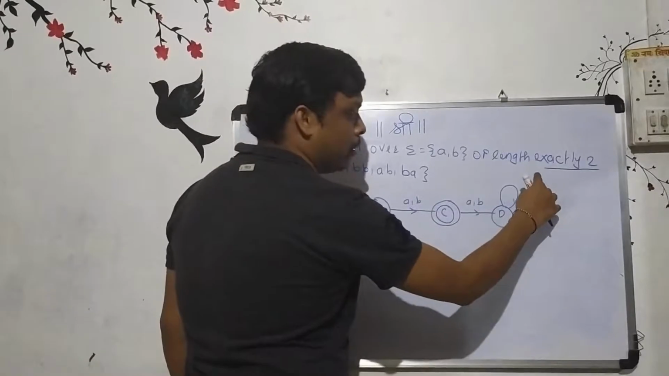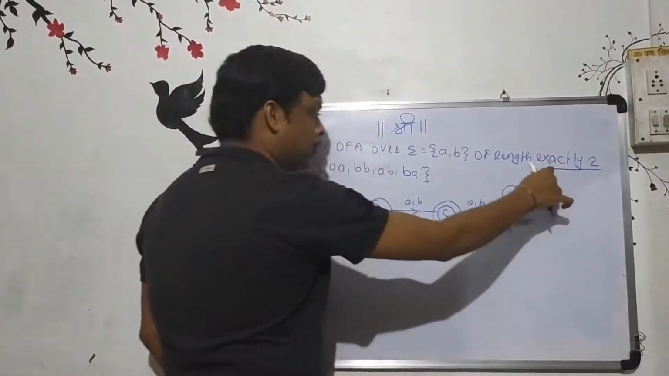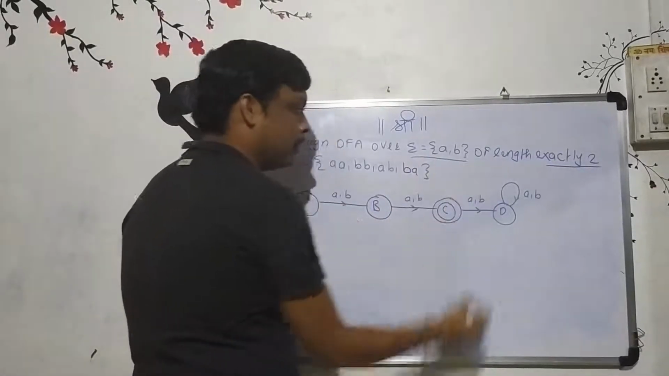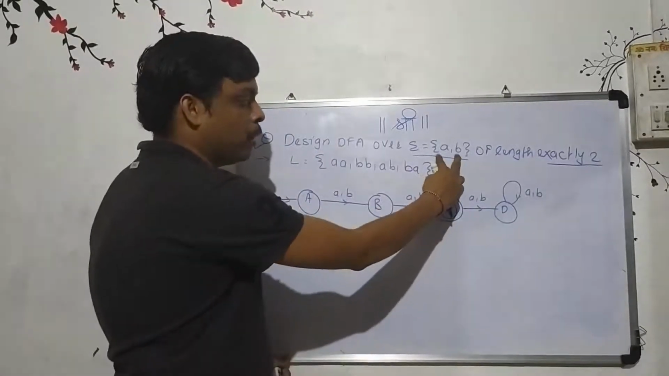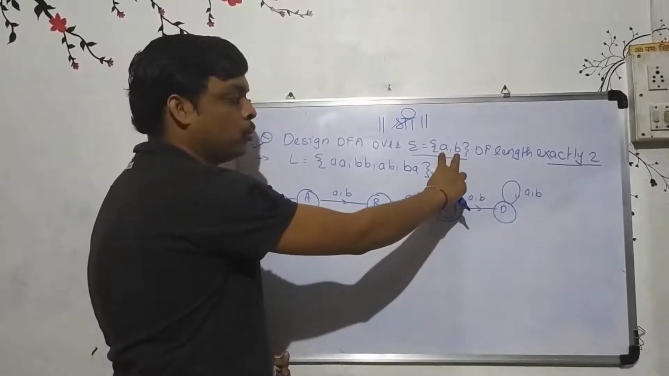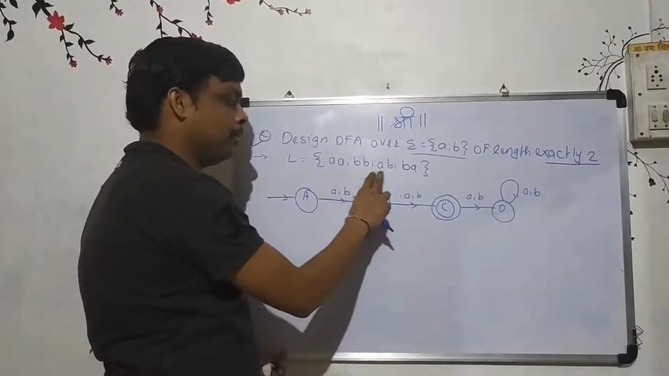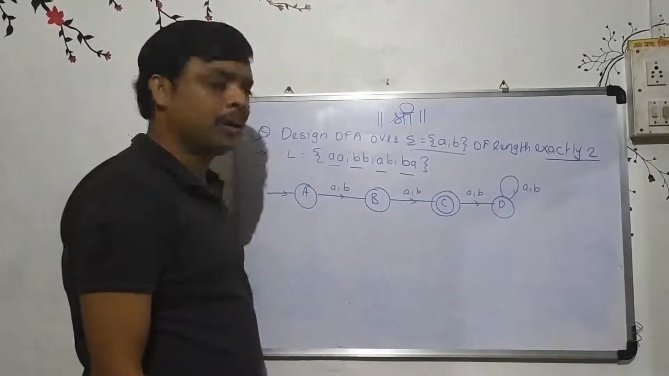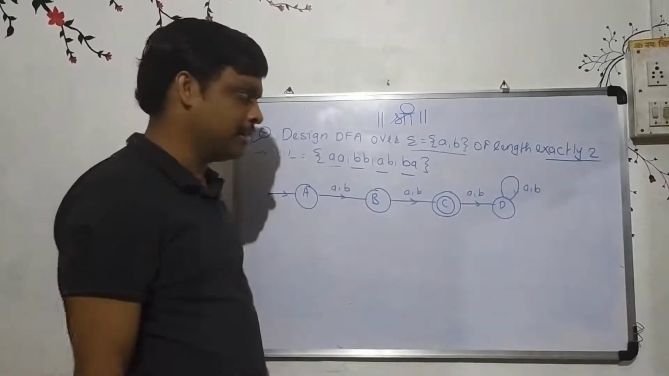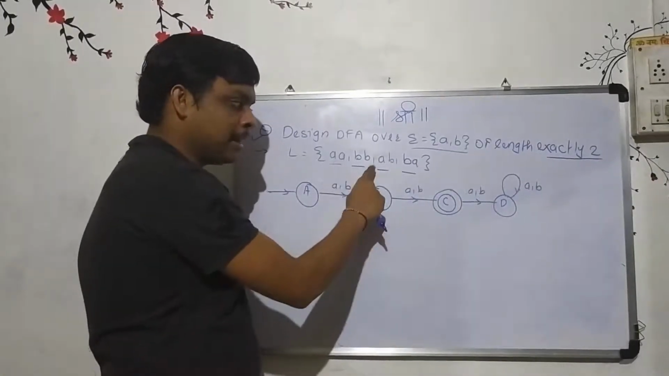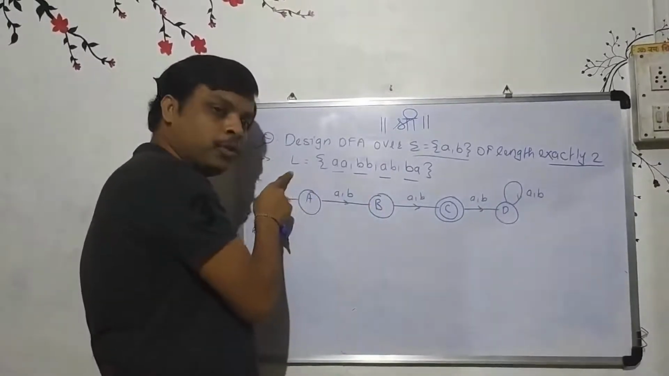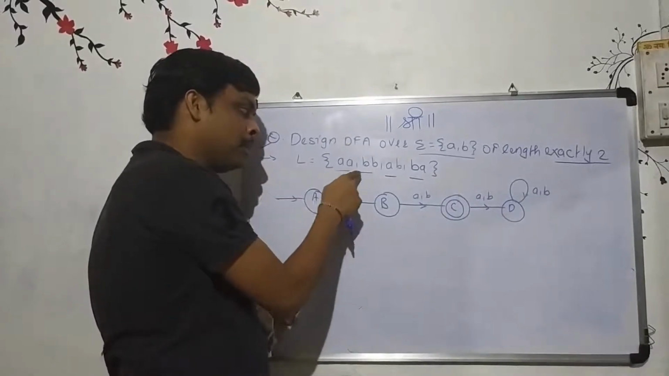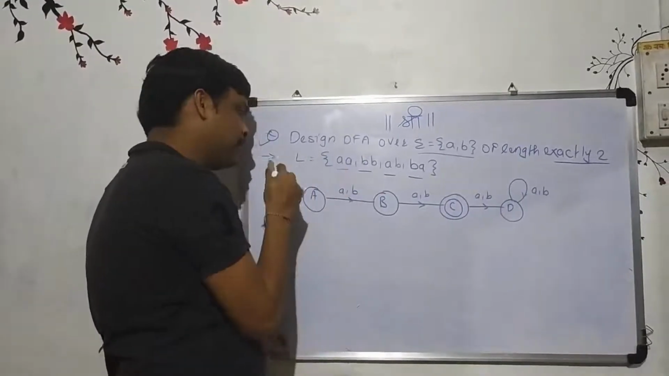With what condition they have given, length must be exactly 2. What is the input alphabet sigma given? a, b. So we have to form a string of length 2. Here we have formed strings with length 2. We have got 4 different combinations. Only these 4 possibilities are there. Only these 4 elements we can store in this language.